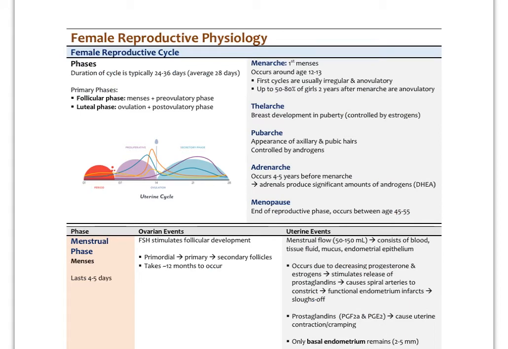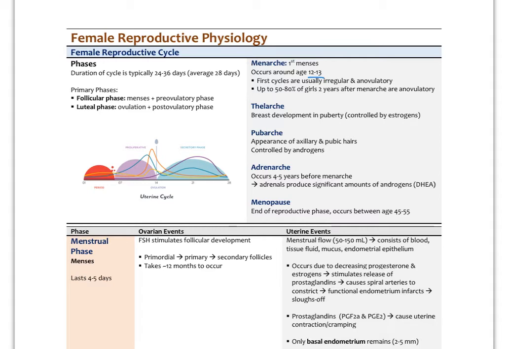So the duration of the female reproductive cycle is typically 24 to 36 days. That's thought to be the normal range for the reproductive cycle. The average is 28 days. A couple of important terms. Menarche is the first menses, usually occurring around age 12 to 13, although we're seeing that number go down a bit. We think that might be due to the presence of a lot of xenoestrogens in the environment, which might be causing earlier menarche. The first cycles are usually very irregular, and they're also anovulatory. Up to 50, even up to 80% of girls 2 years after menarche are still anovulatory, which means that they would not be able to conceive.